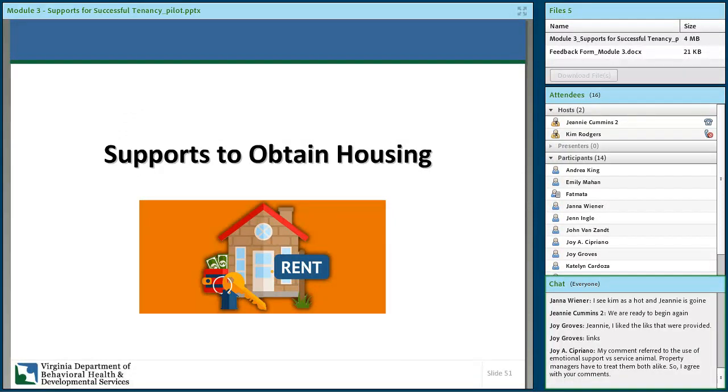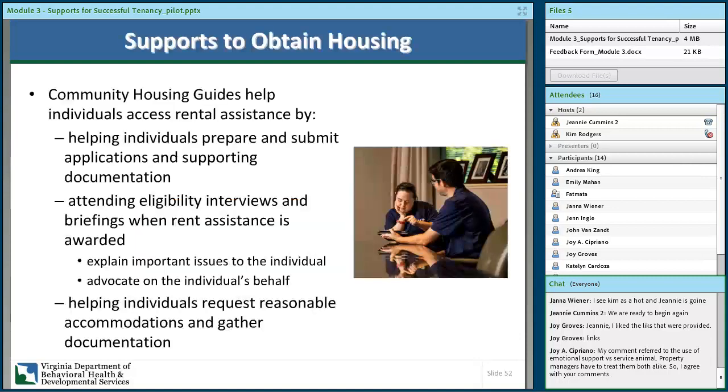And next, we're going to turn to supports to obtain housing. So we've covered how to conduct a tenant screening and how to develop a housing roadmap. In this next section, we're going to discuss the routine day-to-day supports that community housing guides provide to assist individuals with obtaining housing. We'll examine the activities the housing guides do to help individuals access rental assistance and rental housing.